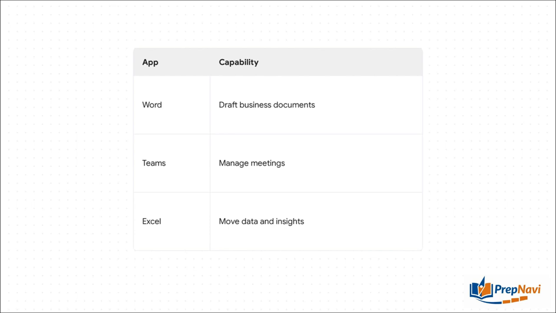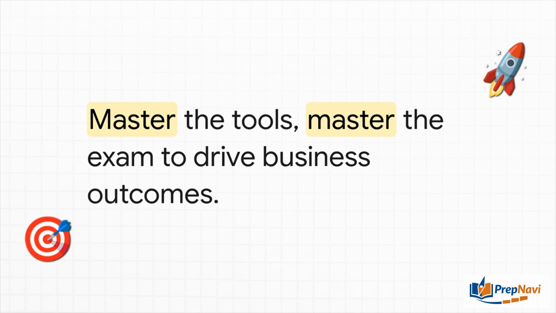But switch over to Microsoft Teams and it completely changes its tune to managing meetings, summarizing what was just said out loud, and fostering collaboration. Jump over to Excel and boom, it shifts again into an analyst role, moving data and analyzing business content. For the exam, you absolutely must be comfortable mapping the right AI capability to the core app you're currently navigating. Master the tools, master the exam. It really is that simple.